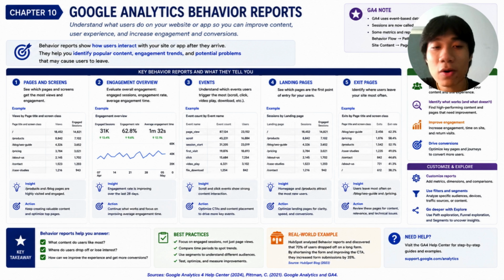The behavior reports also measure important metrics such as engaged sessions, engagement rate, and events, helping businesses to understand which content performs well and which areas need improvement. So, in short, behavior reports help the business answer three important questions. First, what content do users engage with? Secondly, where do they leave the website, and how can we improve the customer experience to increase conversion?